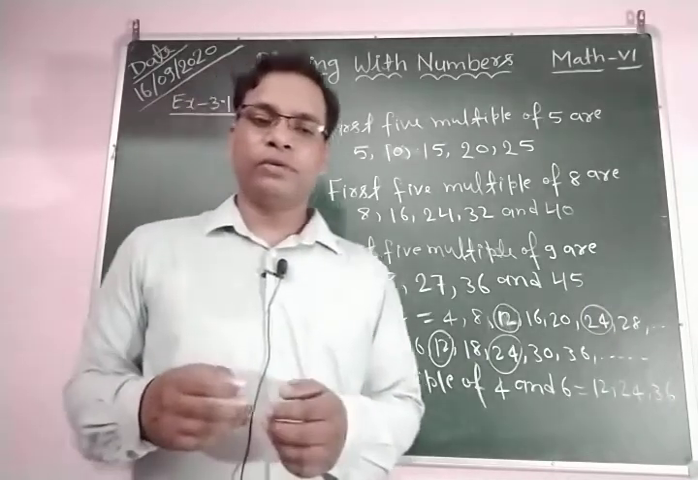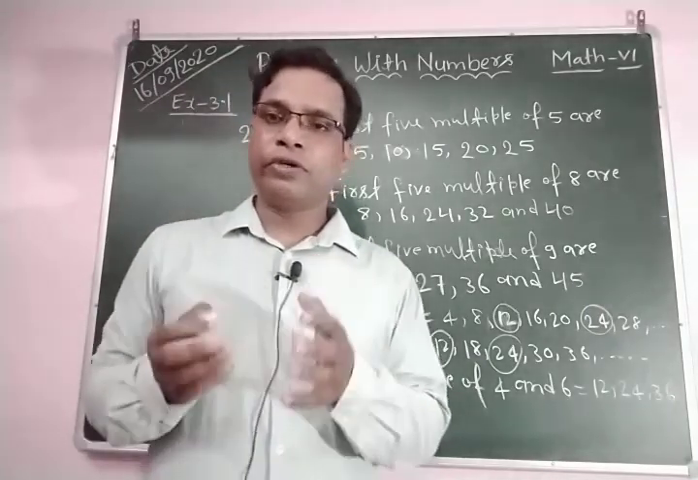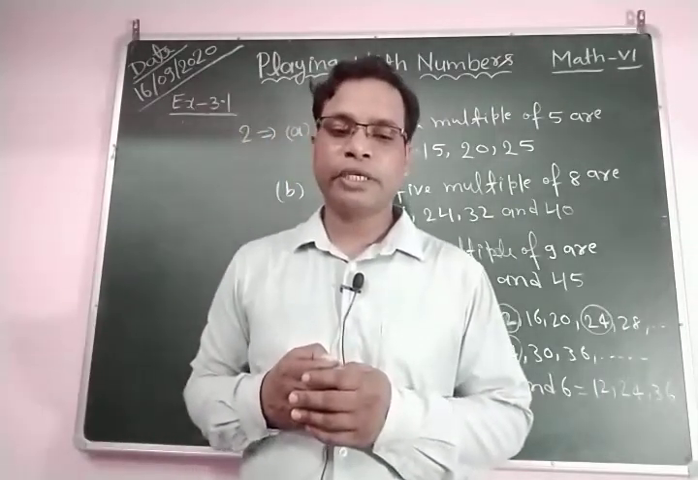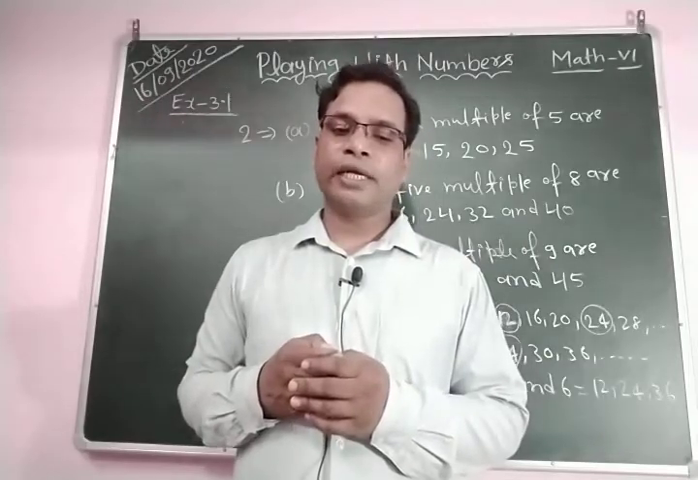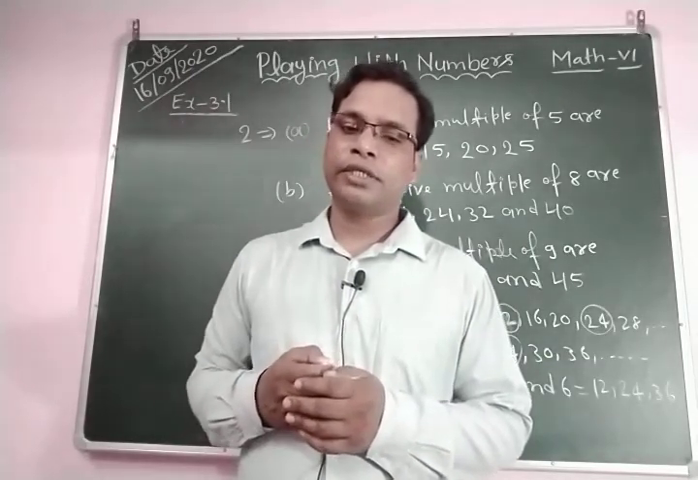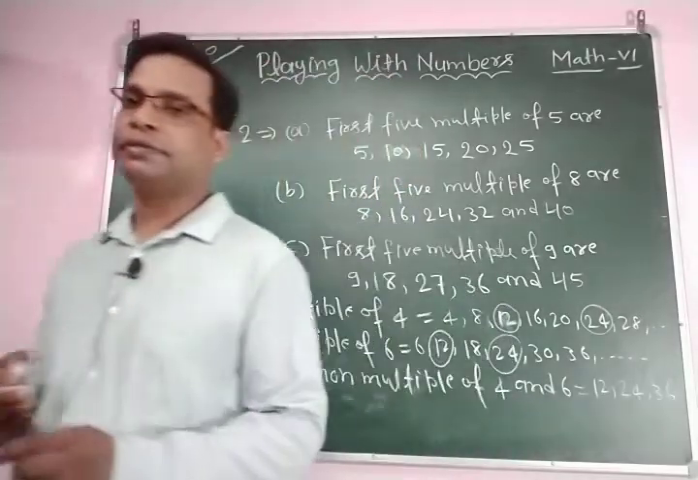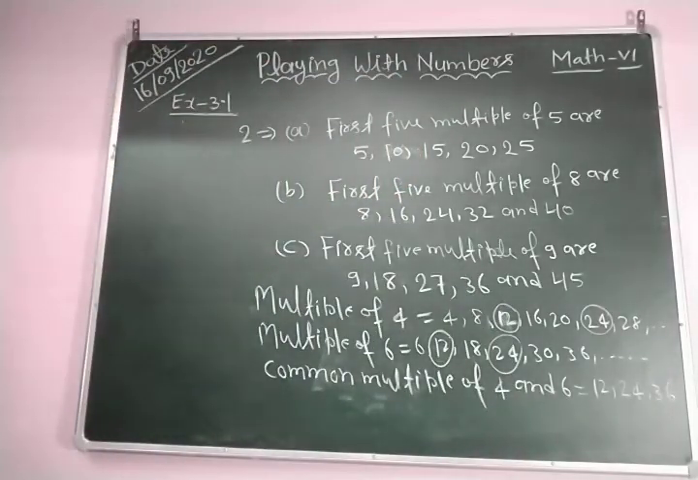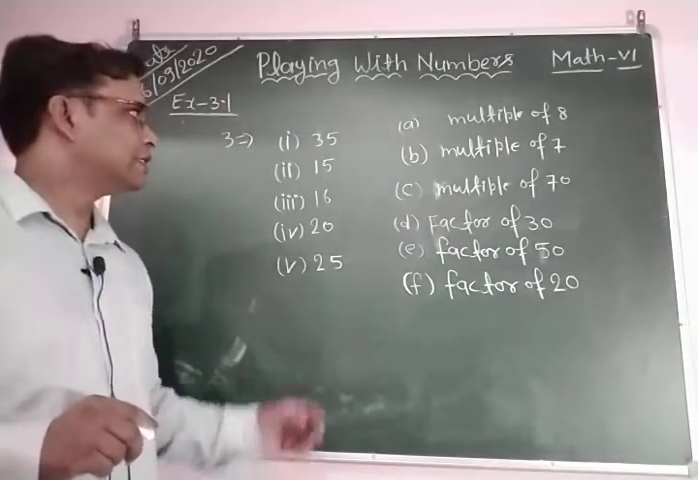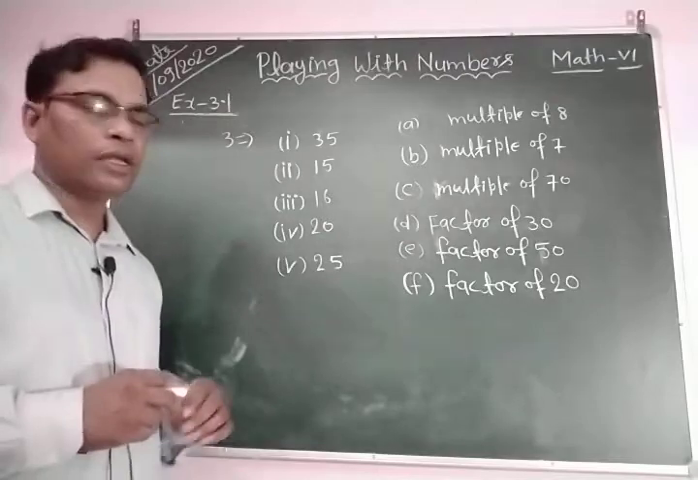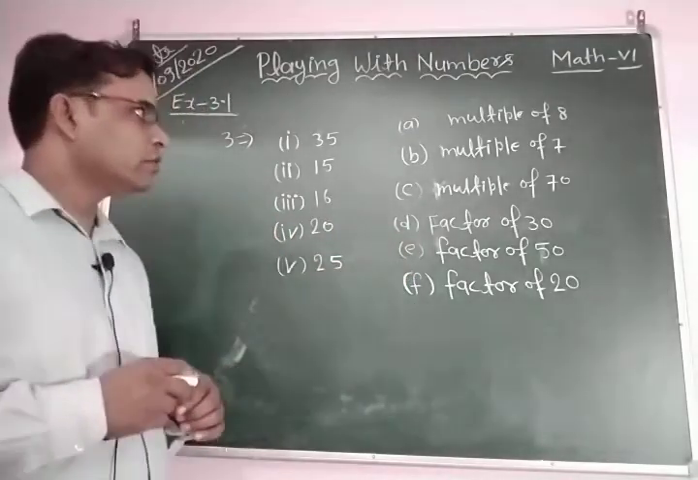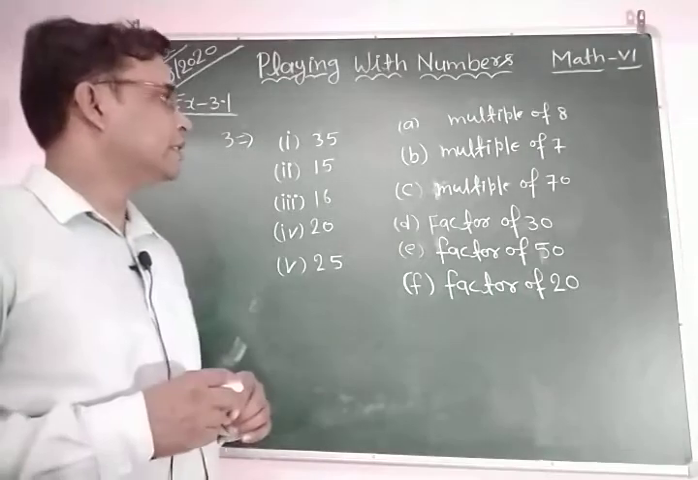Now we are going to discuss the next question, question number 3. Question number 3 is to match the following. Match the items in column 1 with the items in column 2. So let's see how to match these. This is the first column, this is the second column. We need to match them. How do we need to match it?